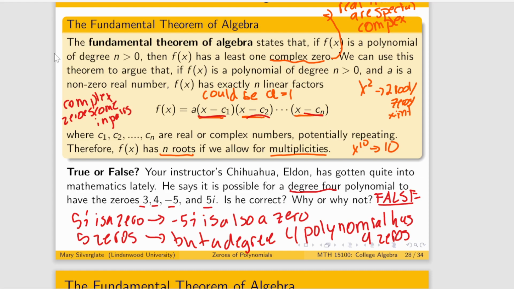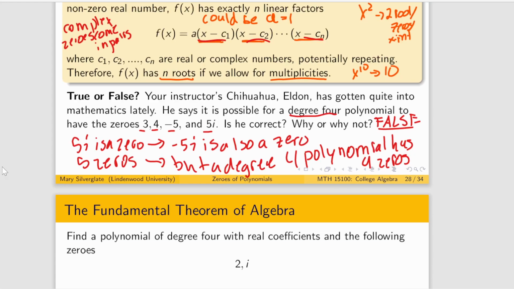If you understand those two ideas, a degree 4 polynomial should have 4 zeros, a degree 10 polynomial should have 10 zeros. If 5i is a zero, negative 5i is a zero. If 2 minus i is a zero, 2 plus i is a zero, you're good. That's what the mathy complex theorems of this section say, are those ideas that you've still seen even if you haven't named them.